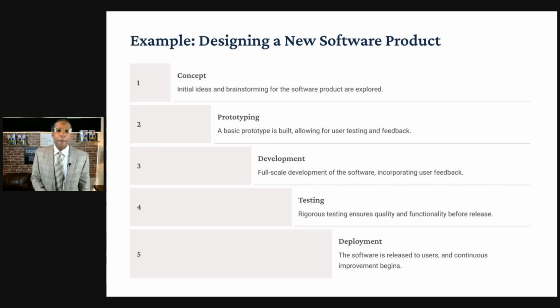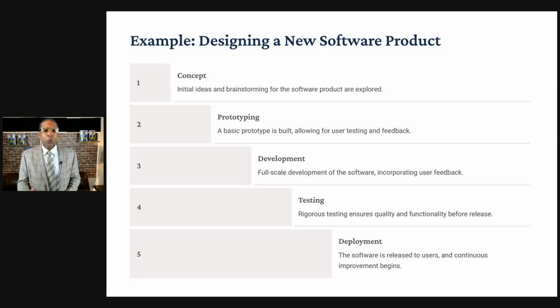So let's look at an example of that. Let's say we're designing a new software product. So we have our concept. This is the brainstorming of the software product, our explore phase. Then we put together our prototype. A basic prototype is built, allowing for user testing and feedback.